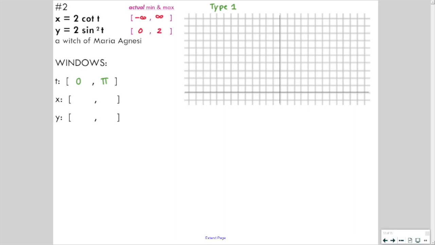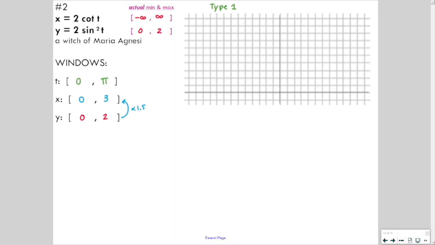Now, rules for type 1 equations say that we take the actual min and max for y, and that becomes the window range for y. So 0 to 2 is going to be our y values there. And then the rule says that we take those y values and we multiply by 1.5 to maintain that 3 to 2 ratio in order to get the x window range. Now, that would give us 0 to 3.